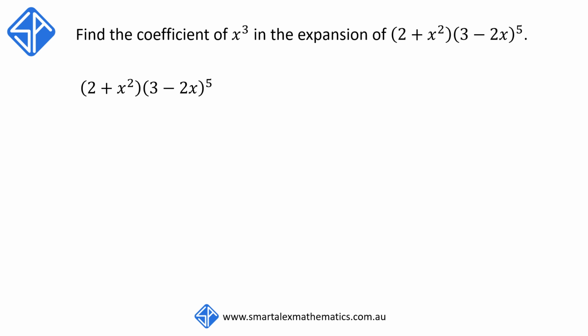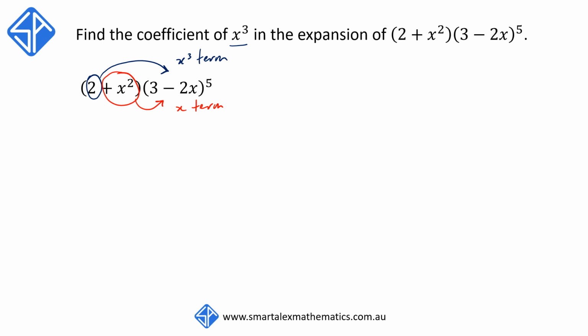For example, in this question, since we're looking for the coefficient of x cubed, this means that the number 2 from the first bracket will need to multiply to an x cubed term from the second bracket. And the x squared term from the first bracket will need to multiply to an x term from the second bracket. So to illustrate my point, I'm going to start by expanding (3 minus 2x) to the power 5.